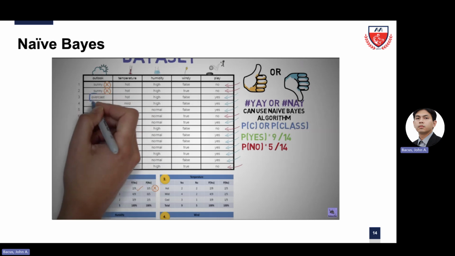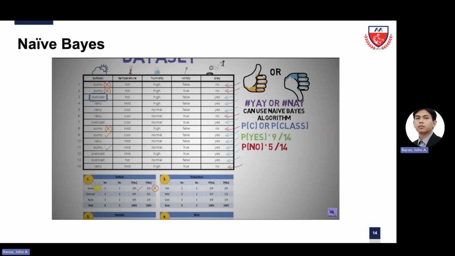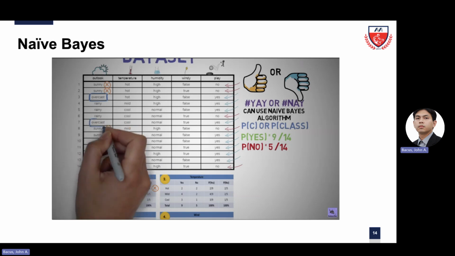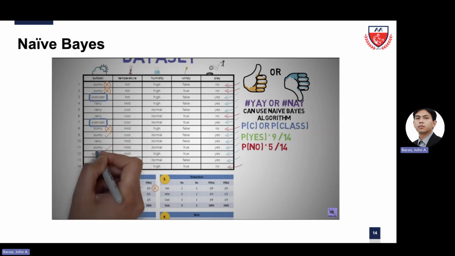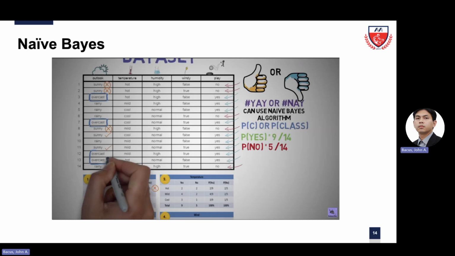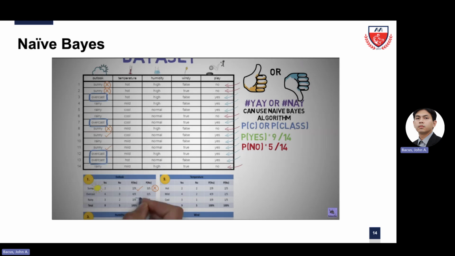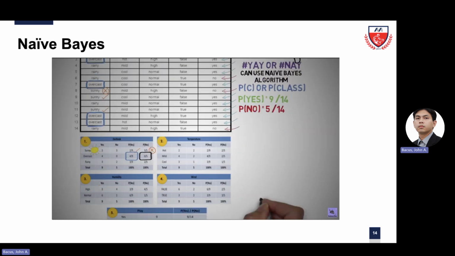For the overcast outlook, we can do the same for both yes and no classes. We count 4 days that we got a yes and 0 days that we got a no. So the probability that it was overcast given a yes is 4 out of 9, and for the no play class, we got 0 out of 5 respectively. Now we can compute these probabilities for all the other features. You can see how easy this is.